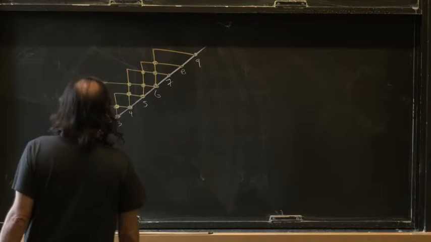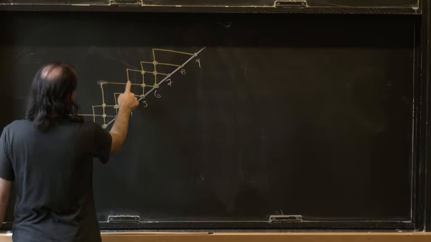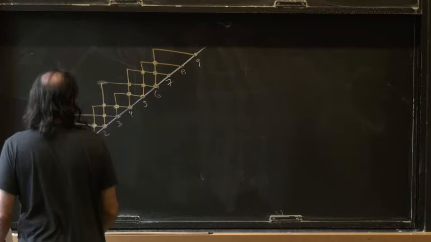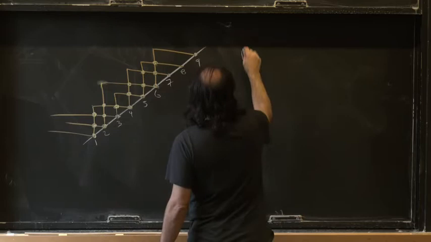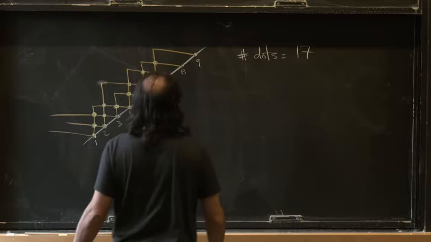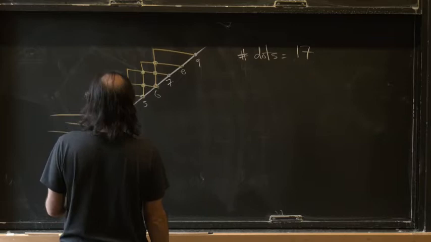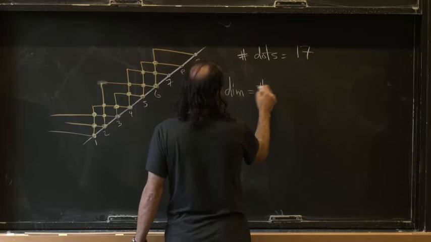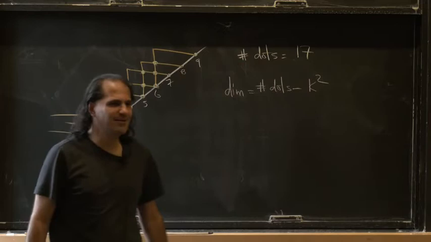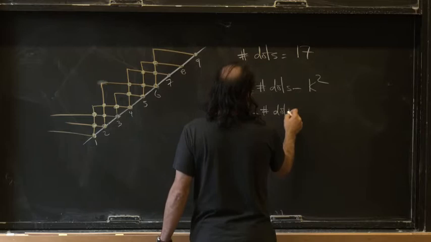Okay, so how many dots do we have? 1, 2, 3, 4, 5, 6, 7, 8, 9, 10, 11, 12, 13, 14, 15, 16. Thank goodness. Okay, so the number of yellow dots is 17. Did I do that right? Yes. Okay. And the dimensionality of the configuration is equal to the number of dots minus k squared, if you're in GKN. So in this case, it's the number of dots minus 9, which is equal to 8.